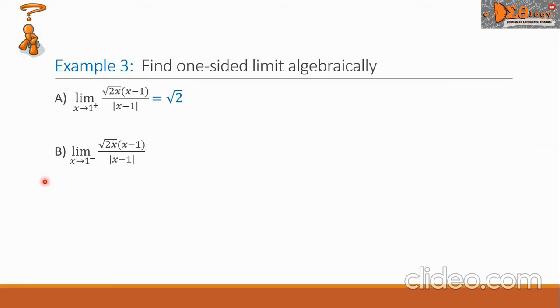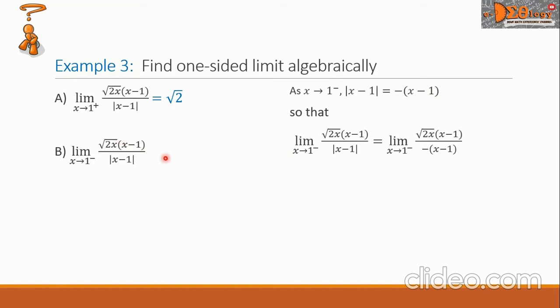Now let us solve problem B. We said a while ago that we have the same function. The difference is this is a left-sided limit. So we say that as x approaches 1 from the left, the absolute value of the quantity x minus 1 is equal to the negative of the quantity x minus 1. So we can write again our problem like this: the limit of the square root of 2x times x minus 1 all over the negative of the quantity x minus 1 as x approaches 1 from the left.